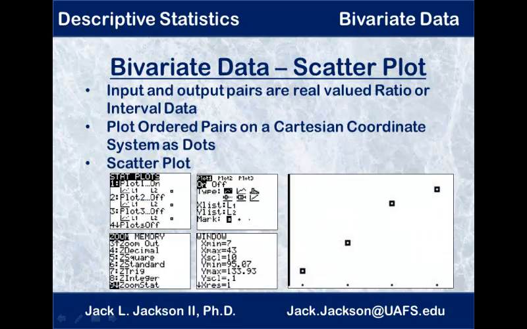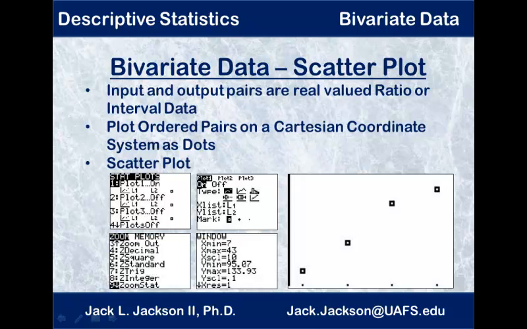Now, since the ordered pairs are of real numbers, we can think of these input-output pairs as being points in a Cartesian coordinate system, our regular graphing rectangular coordinate system. And we can graph the dots on a piece of graph paper, and we can get the calculator to give us the same graph. And this type of graph is called a scatter plot.